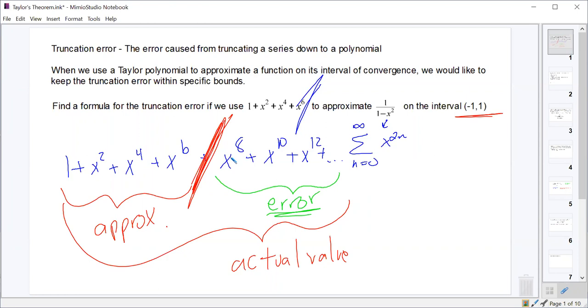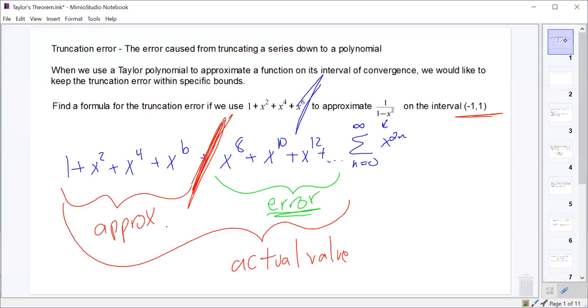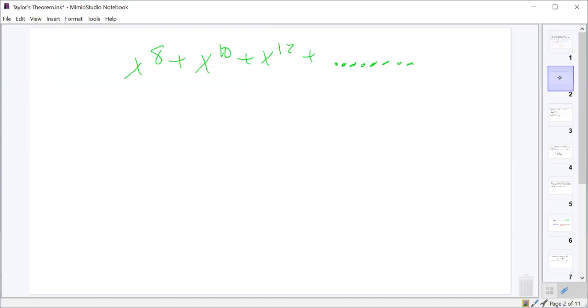And let's take a look at what that series sort of looks like. I'm going to write it on another page. x to the 8th plus x to the 10th plus x to the 12th, and so on. Right, everybody agree that that's the error? Yeah, everybody agree with that? The approximation, the actual value, the error is the difference between. Yeah, everybody in Zoom good with that? All right. What is the common factor of all of these?